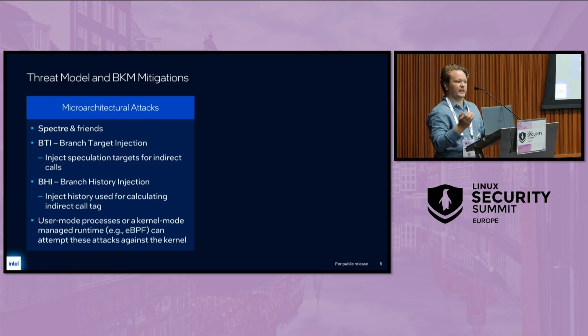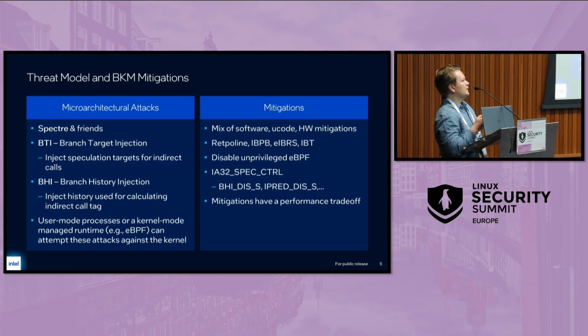Another consideration is that we have this nice thing called eBPF in the kernel, which is kind of a virtual machine running in ring 0, which for these kinds of things is a really hard thing to mitigate, right? If you have a user that can run arbitrary code in ring 0, these kinds of mitigations become really, really hard to deploy.